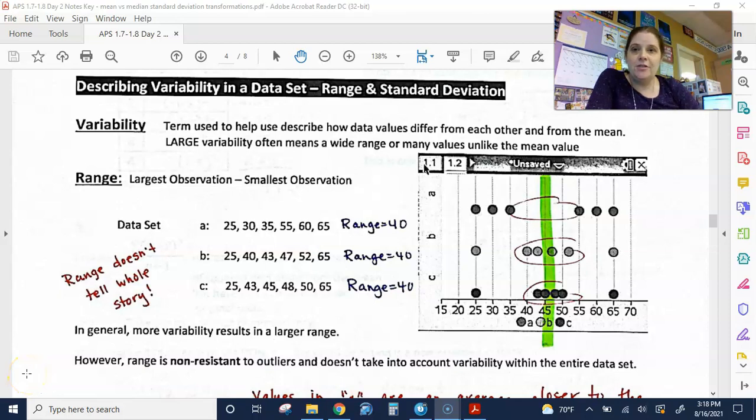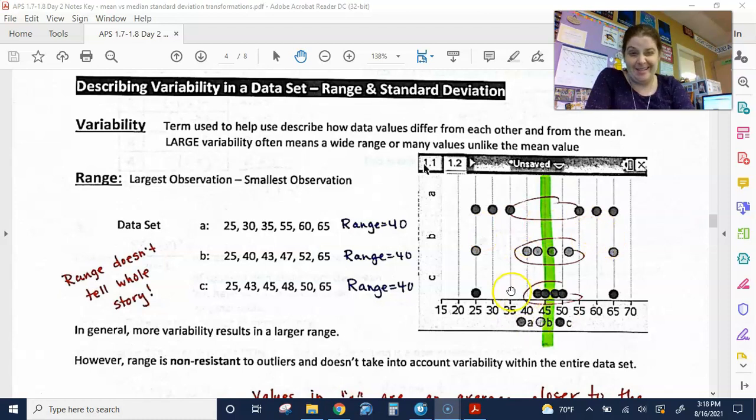Okay, so in regards to standard deviation, we've got variability. Variability tells us how the data values differ from each other. And so a lot of times when we use variability, we would discuss range, because range tells us how much the variability is from the minimum to the maximum. But sometimes that doesn't tell the whole story.